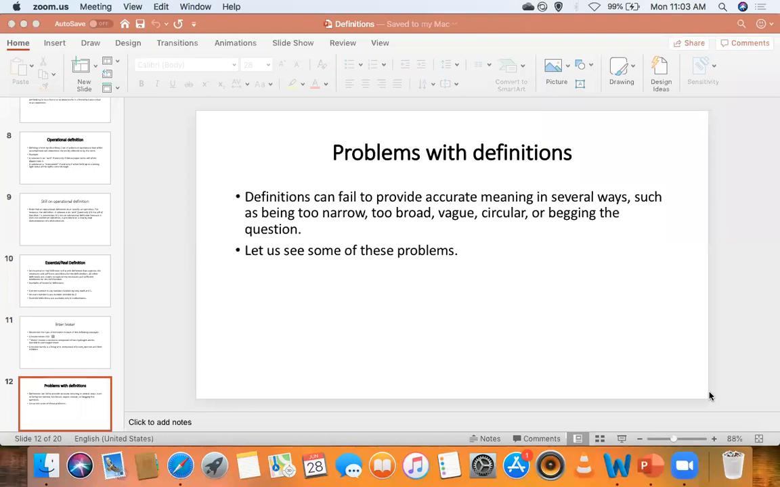So, problems with definitions. Definitions can fail to provide accurate meaning in several ways, such as being too narrow, too broad, vague, ambiguous, or begging questions. So certainly definitions do have problems. The question is, what are the problems? And we want to see those problems right now. It is quite exciting to see those problems.